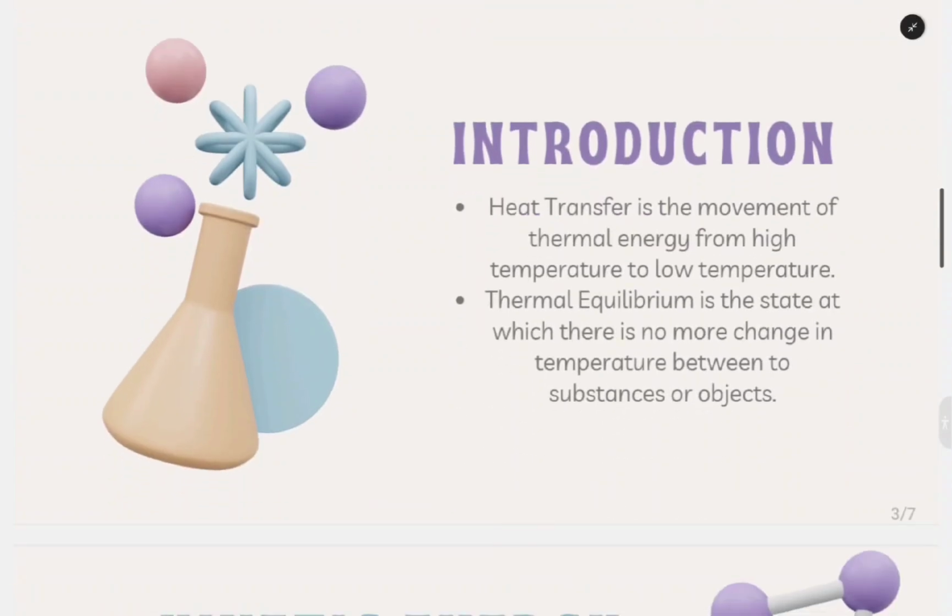Heat transfer is simply the movement of thermal energy from a region of higher temperature to a region of lower temperature. Thermal equilibrium, on the other hand, is the state where there's no further change in temperature between two substances or objects in contact.